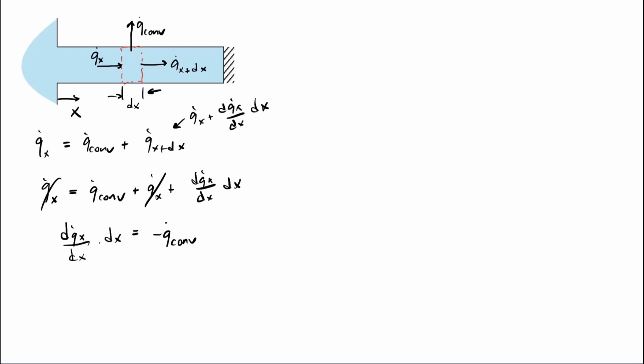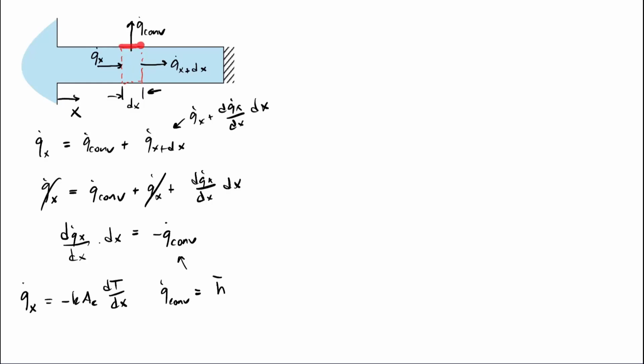So now we need rate equations. We need a rate equation for q dot x. This is a conduction problem, so we should bring out Fourier's law. So this is going to be minus k A_c times dT dx. Okay, we need a rate equation for q dot convection as well. And this is now what? My h bar times the area. Well, what's the area for convection, right?